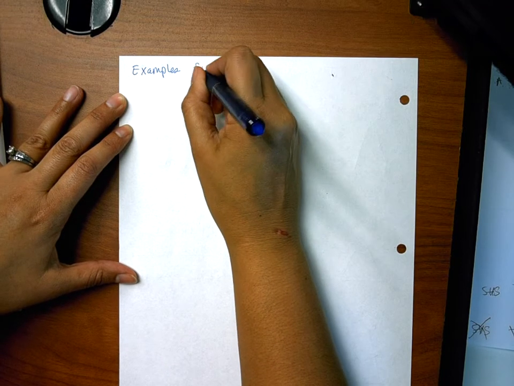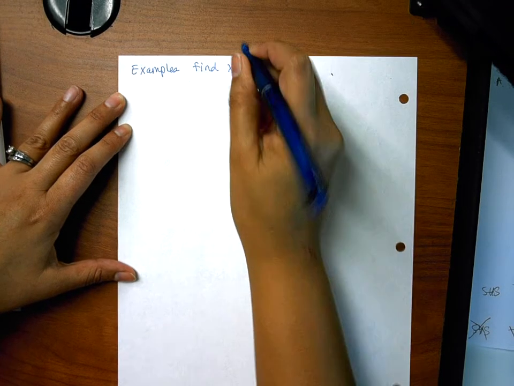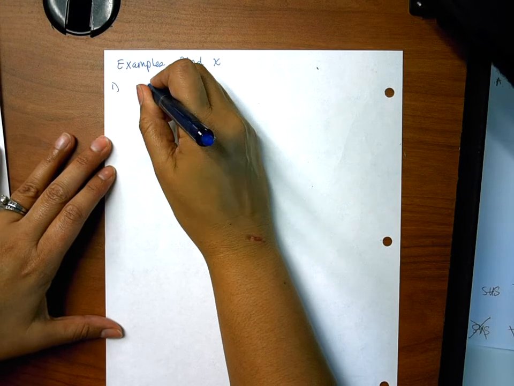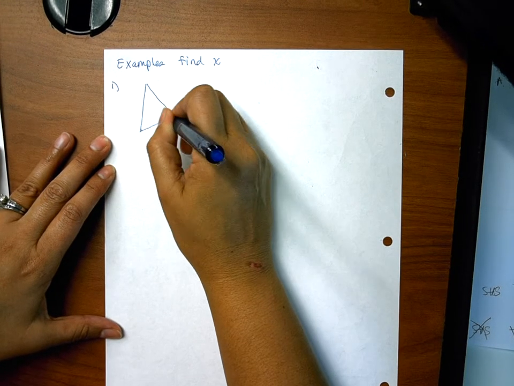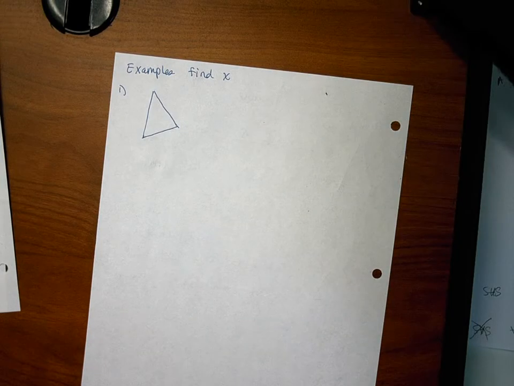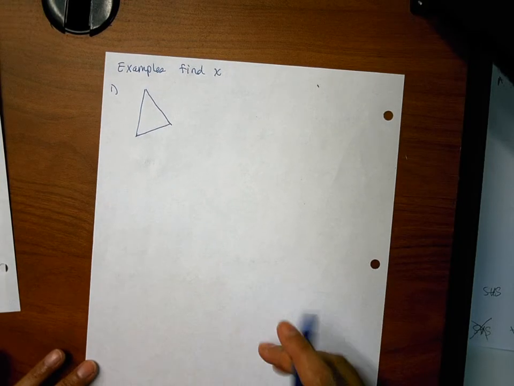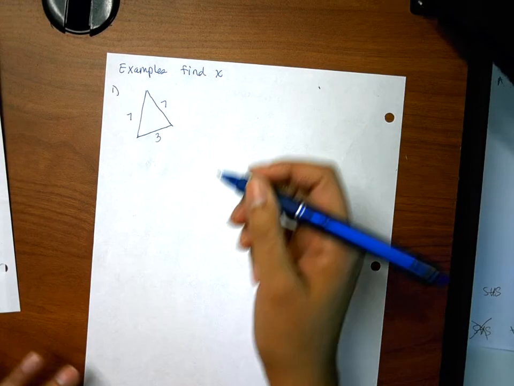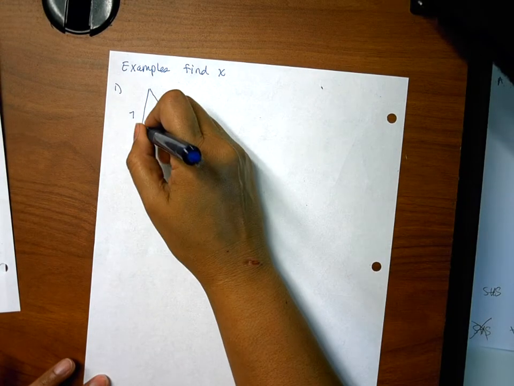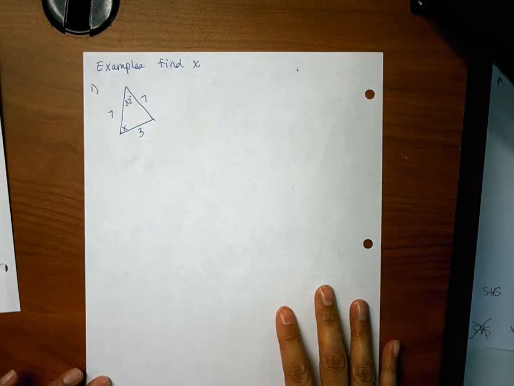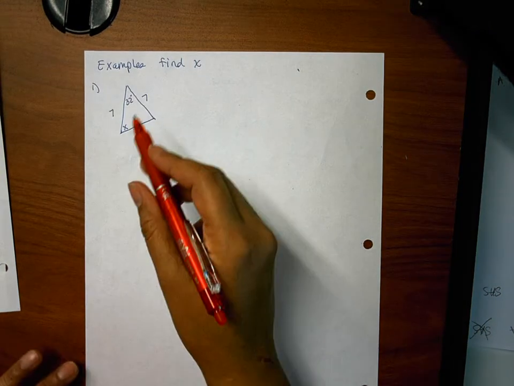Examples. Find x. Number 1. Now, you have to be careful. Kids always say, well, it looks like these two sides are equal, or this is the way the isosceles triangle should be. Sometimes they're drawn where all the sides look the same, so you do have to be careful. All right, x and 32 degrees.